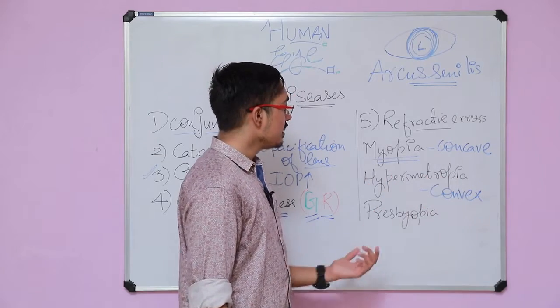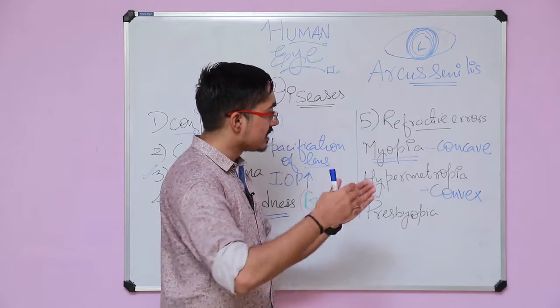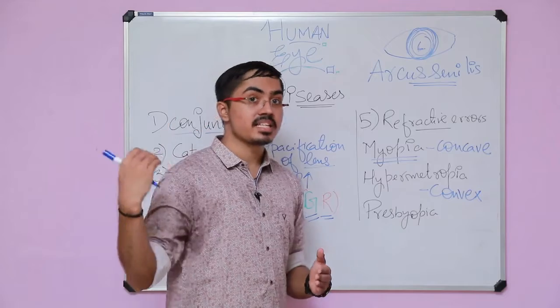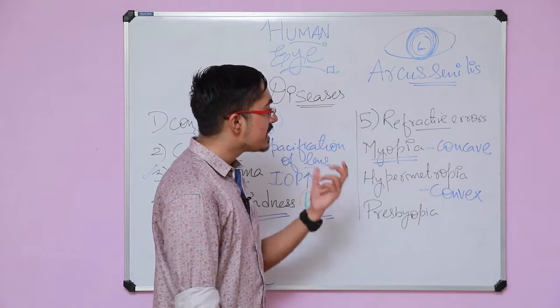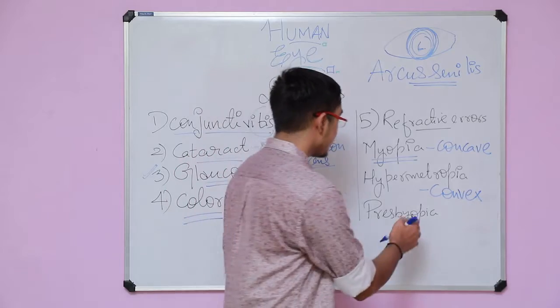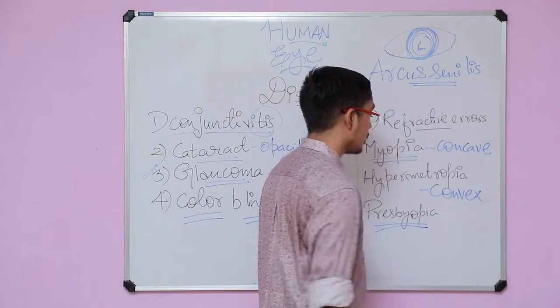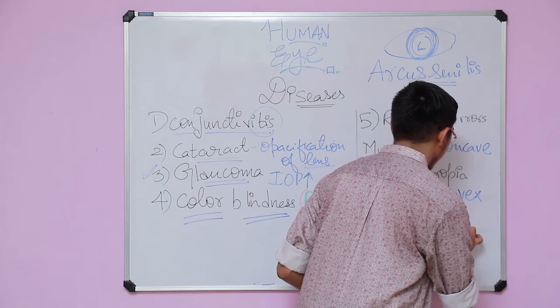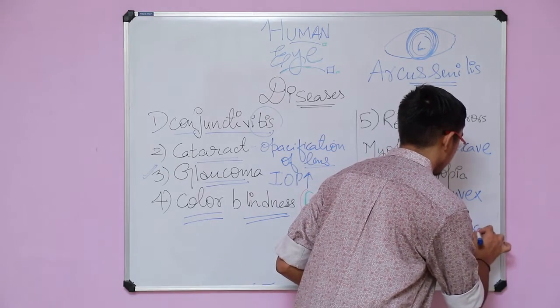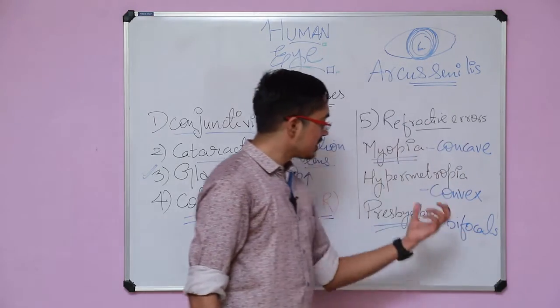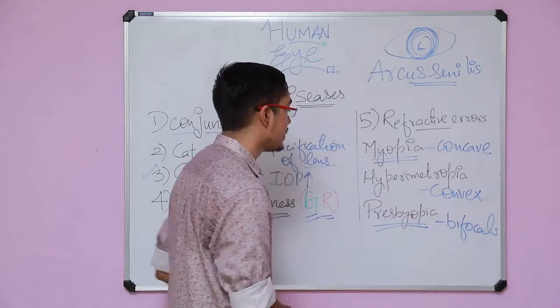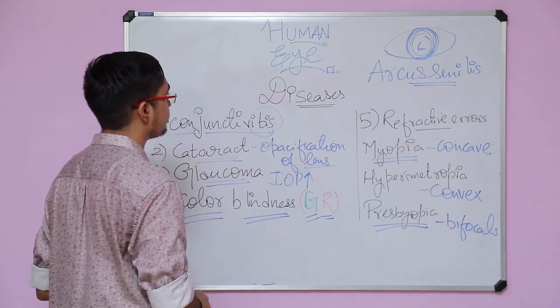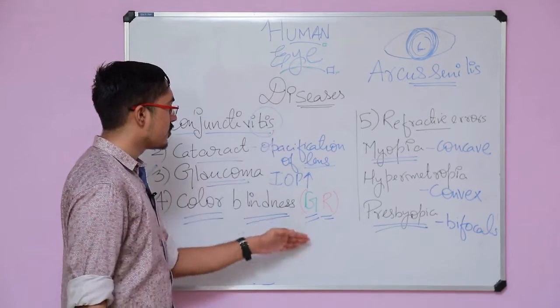Likewise in hypermetropia, the person will be viewing an image and this image will be falling behind the retina, and you give a convex lens so that the image will fall on the retina. And presbyopia is another condition in older individuals where you will be giving bifocal lenses. In bifocal lenses you have two lenses which have two different focal lengths. One is for near vision, one is for far vision. That is called presbyopia. So that is all with the diseases of the human eyeball.